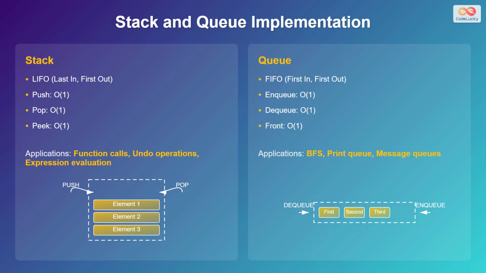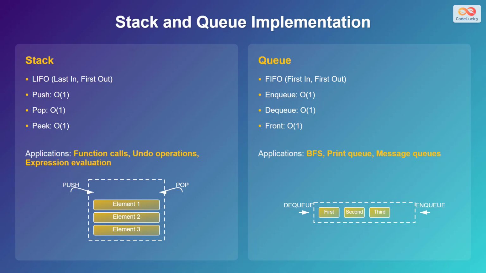Let's discuss stacks and queues. First, let us understand what a stack is. Stacks follow the LIFO principle, which means last in, first out. It has 3 main operations: push, which takes O(1), pop, which also takes O(1), and peek, which also takes O(1). Stacks have numerous applications, including function calls, undo operations, and expression evaluation. A visual representation of a stack shows elements being added and removed from the top, following the LIFO principle.